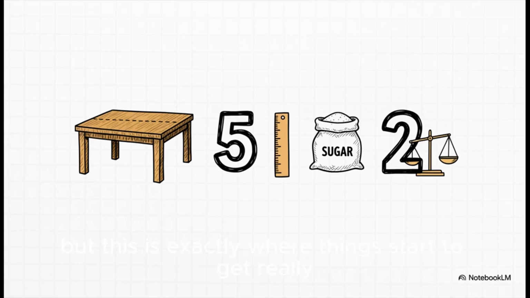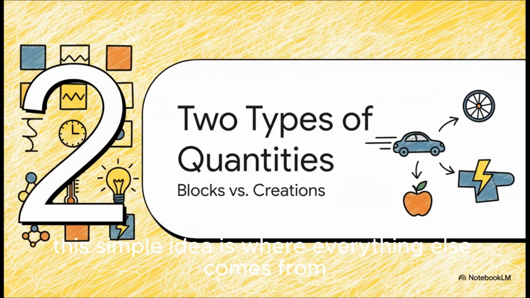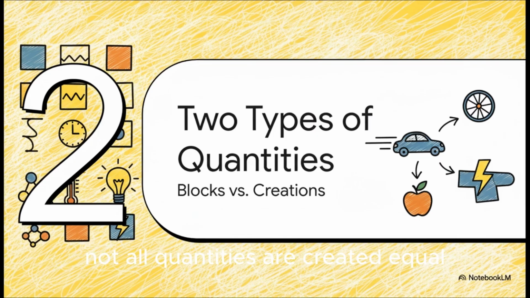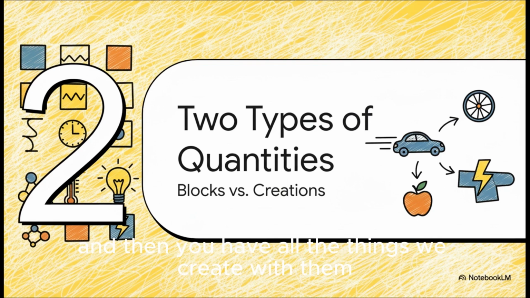Simple, right? But this is exactly where things start to get really interesting. See, this simple idea is where everything else comes from. Because it turns out not all quantities are created equal. They fall into two totally different categories. You have the basic building blocks, and then you have all the things we create with them.